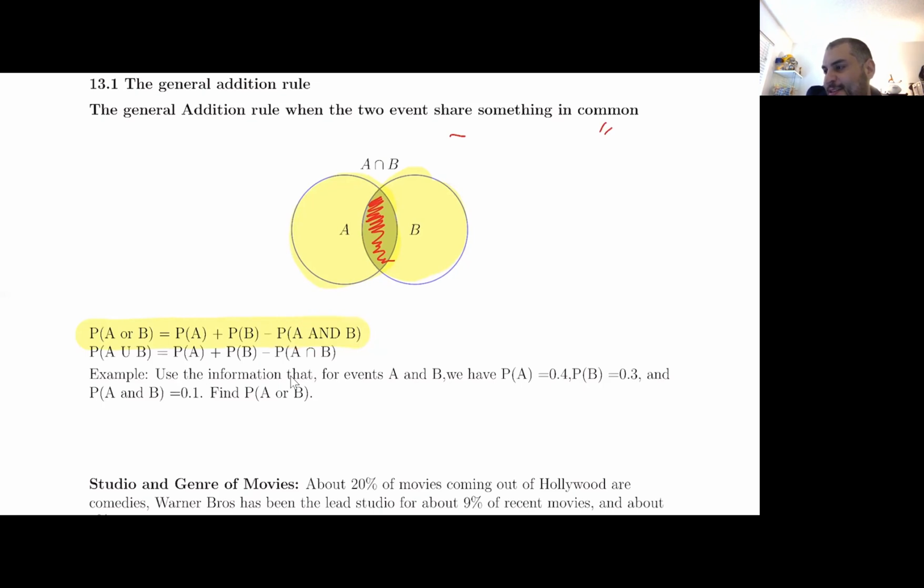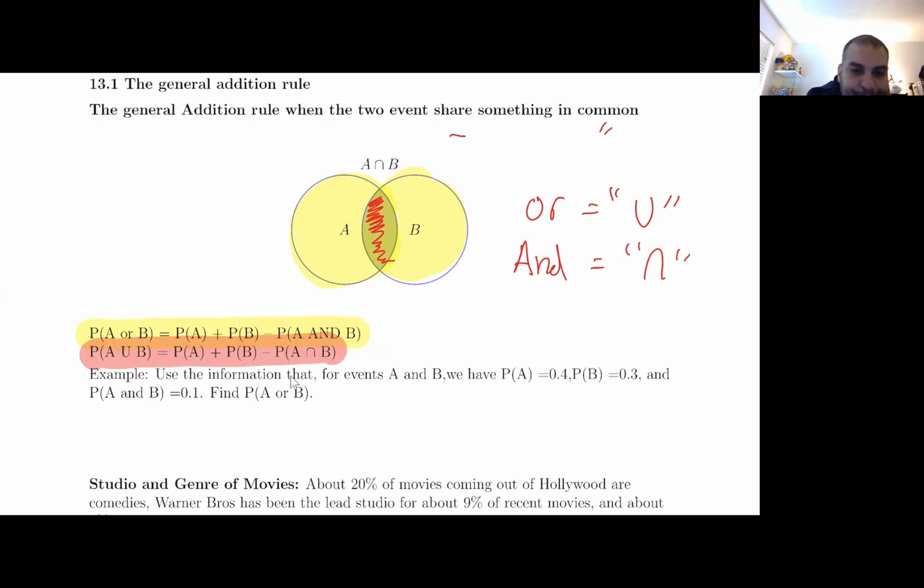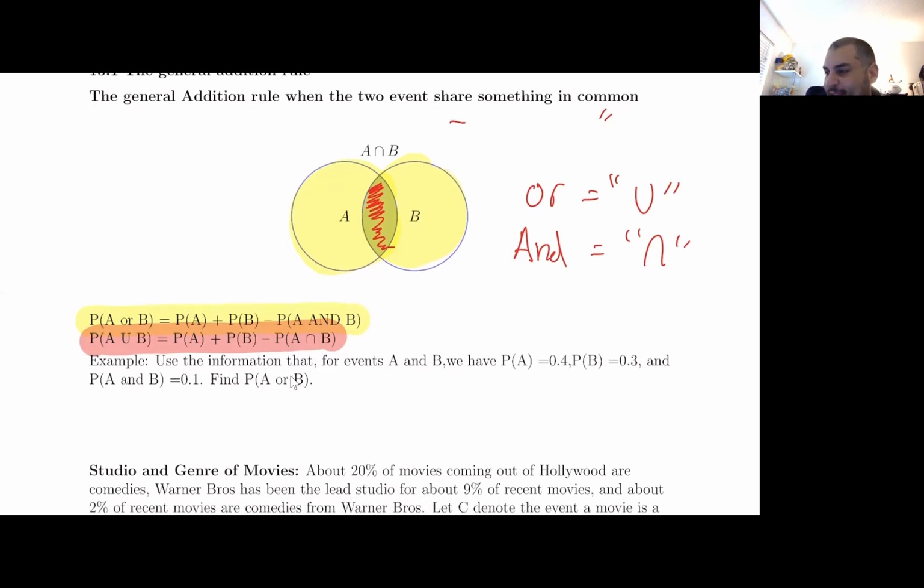The second formula is exactly the same thing. The only difference is I'm just using the notation. So instead of "or," I'm using the U, and instead of "and," I'm using the upside down U. Any questions so far for either of those two formulas? All right, so let's do this very first problem.